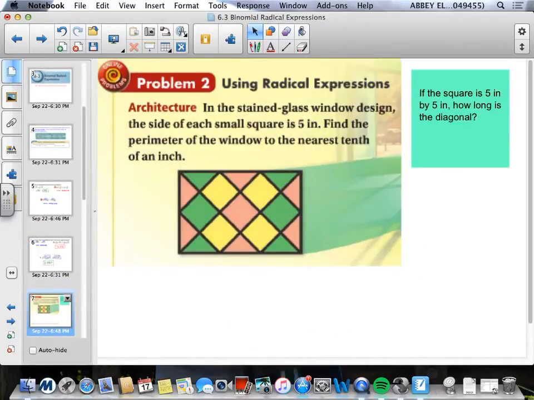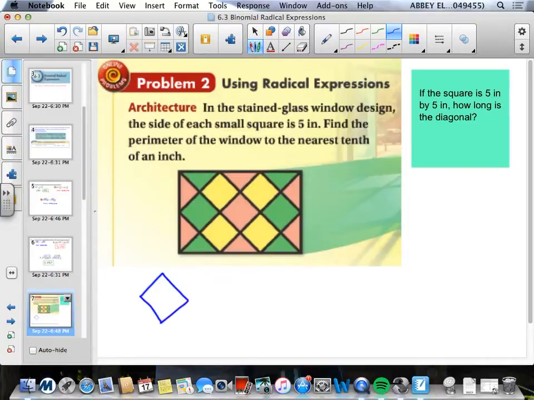All right. So some of us have taken geometry, so we're going to apply this to a real-world type of problem. It says in the stained glass window design, the side of each small square is 5 inches. It says find the perimeter of the window to the nearest tenth of an inch. Ooh, this one's a tricky one, okay? If you have a square, okay, and each side is 5.